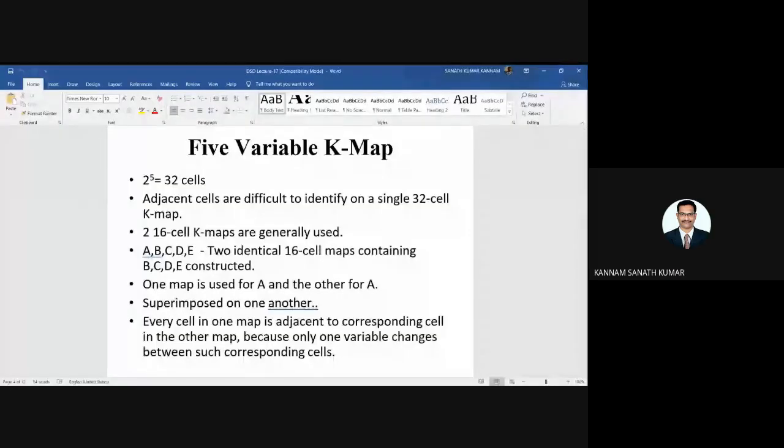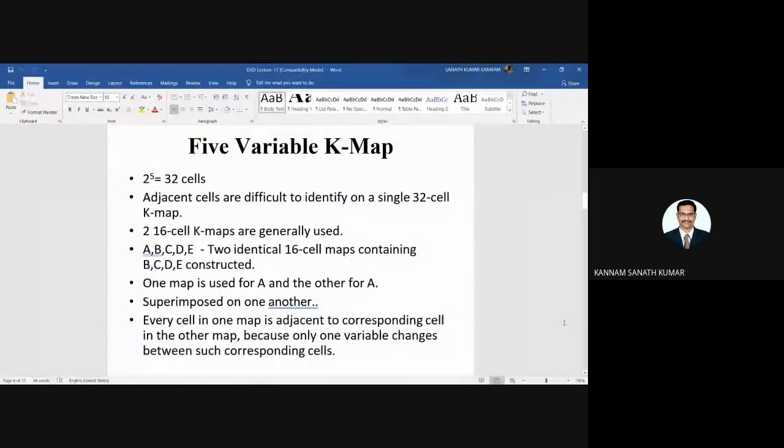If you see, till now we have been looking at the four variable k-map. Suppose you want to minimize an expression with five variables. For five variables, you can use the k-map, or you can use one more method, the tabular method. Here is the five variable k-map.